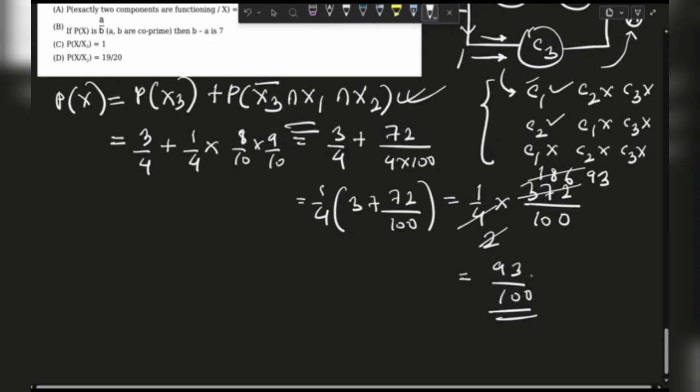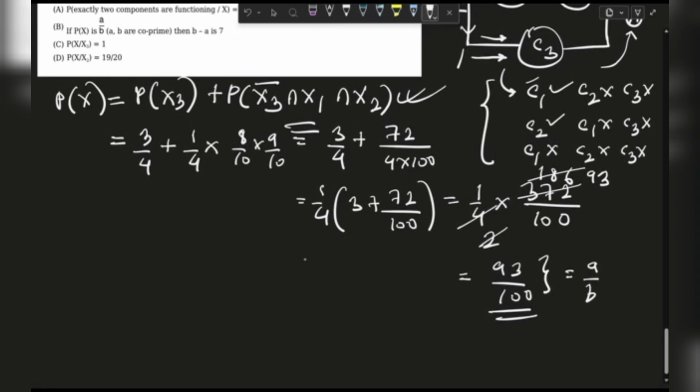So let's check the option once. Okay, it is given that a by b, then b minus a is 7. Yeah, it is very correct. B minus a is equal to 7. So yeah, our first option B comes out to be correct.